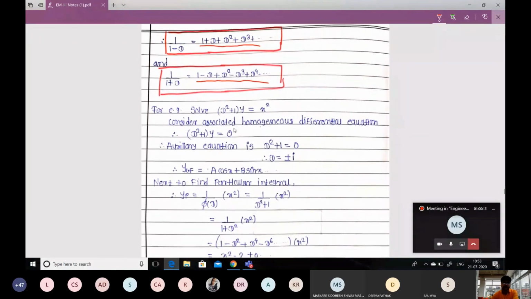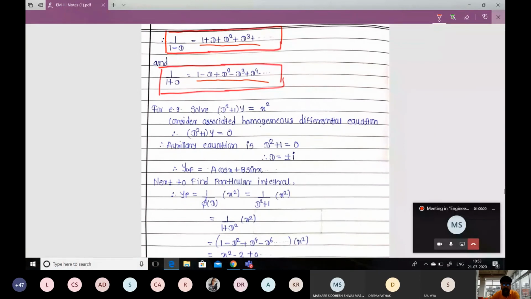For example, if you have this differential equation, solve (D square plus 1) y equal to x square. So consider the associated homogeneous, that usual routine process. Consider the associated homogeneous differential equation, that is (D square plus 1) y equal to 0. So auxiliary equation is what? D square plus 1 equal to 0. And that is why we get two complex roots i and minus i, because D square is equal to minus 1 and therefore D has to be plus minus i, imaginary numbers.